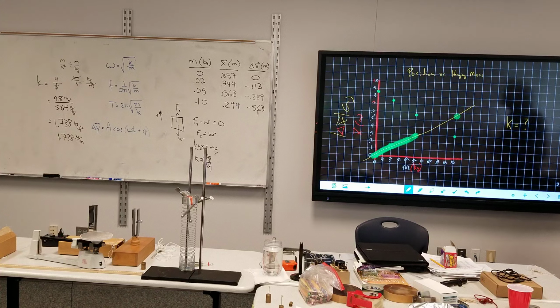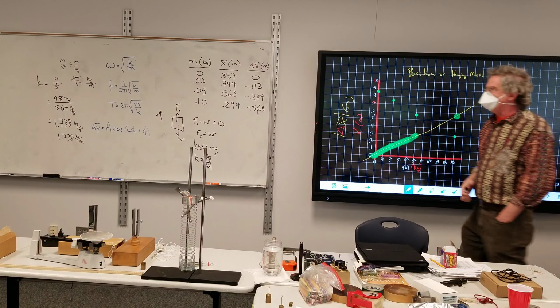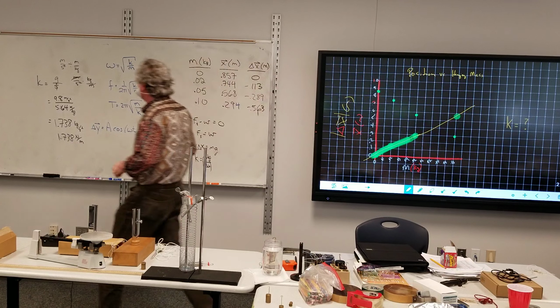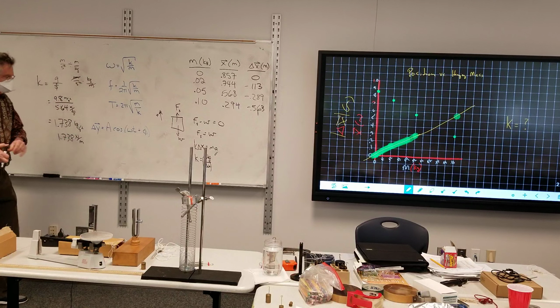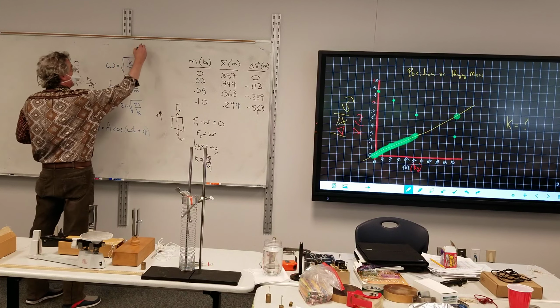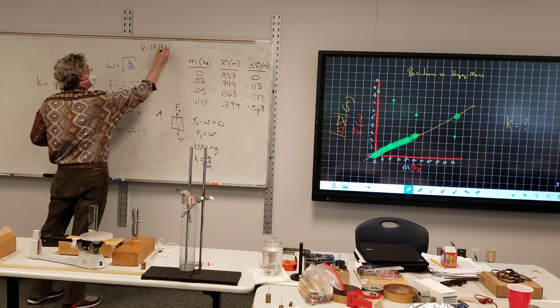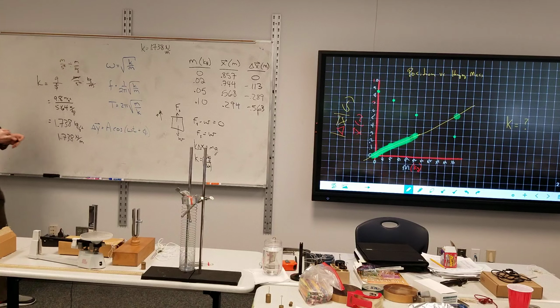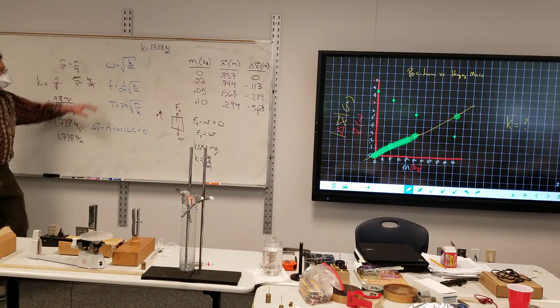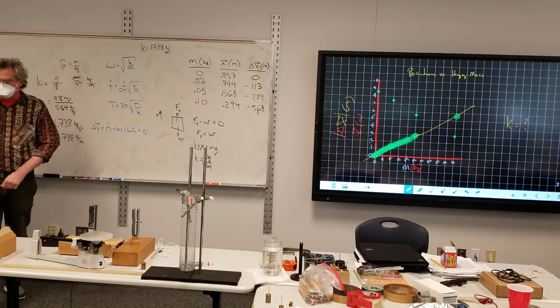Okay, so we have a rough estimate of the value of K there, or it's not too rough, I mean, some precision. So K is 1.738 newtons per meter. This stuff right here we did last time.